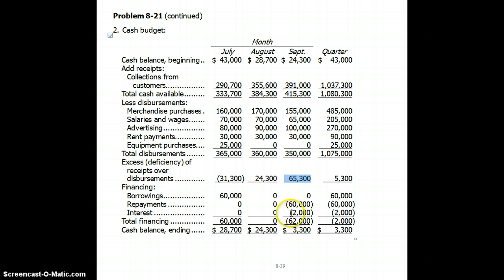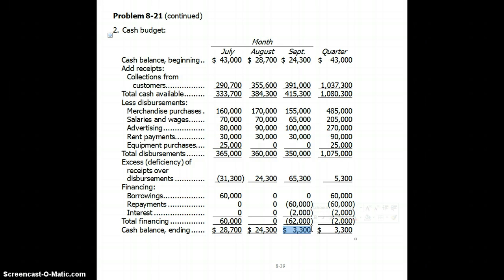We then subtract out first interest when we make debt service payments. The first amount of money is allocated to interest. They tell us $2,000 of interest will be paid in June. If we were to repay $60,000 of total loan balance, we'd have total debt service or financing payments of $62,000. Leaving us with an ending cash balance of $3,300.